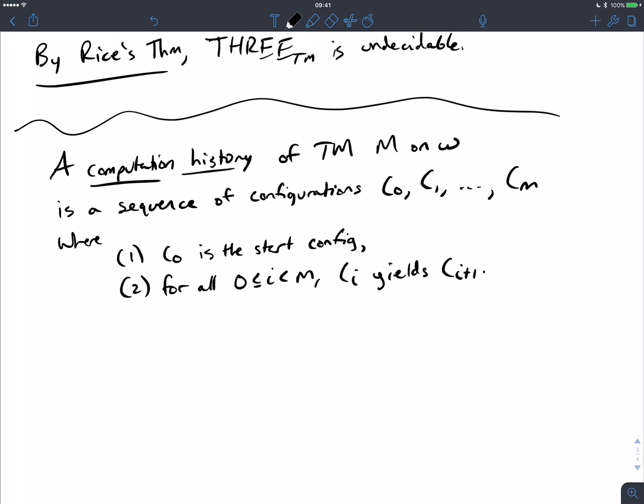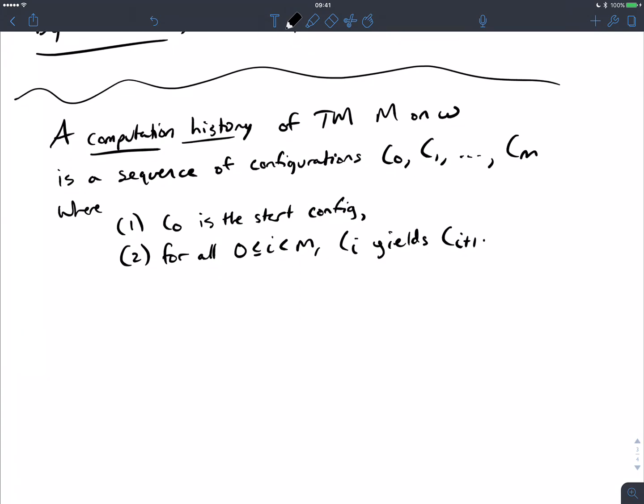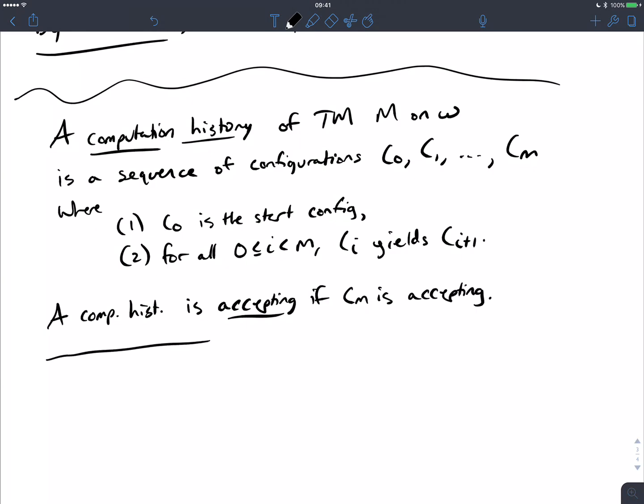Okay? And we say a computation history is accepting if Cm, the last one, is accepting, and it's rejecting if it is rejecting.